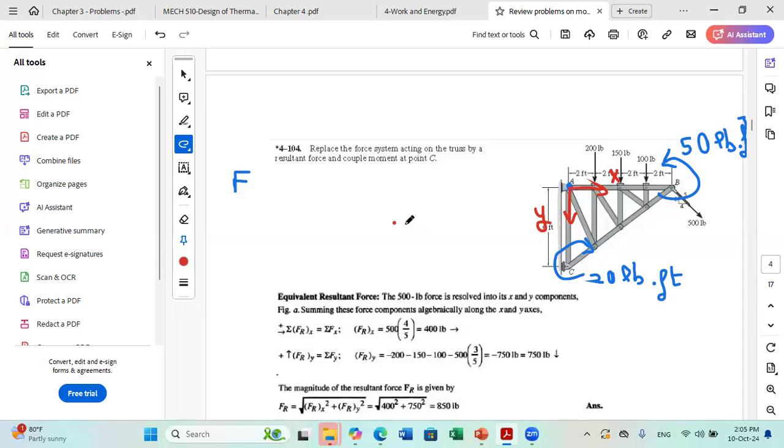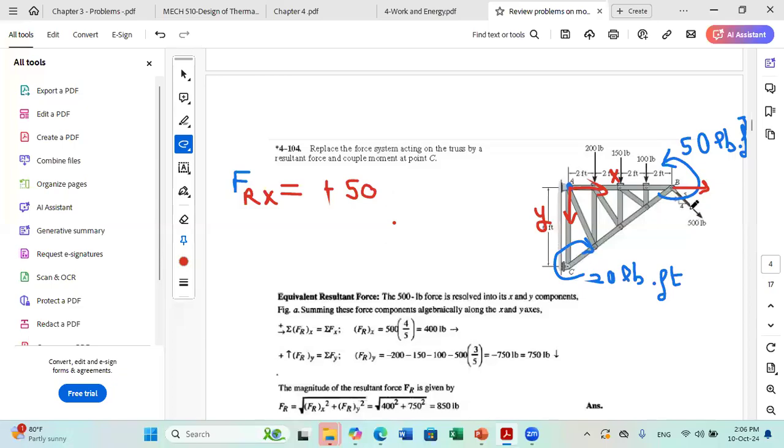So now we have the following. Sum of forces, F resultant, will be divided into two components, FRX and FRY. So first we compute FRX. If we look at our figure, the only force having an X component is this one. So I will take this component as Fx, and it's plus 500 times what? What should I do here?